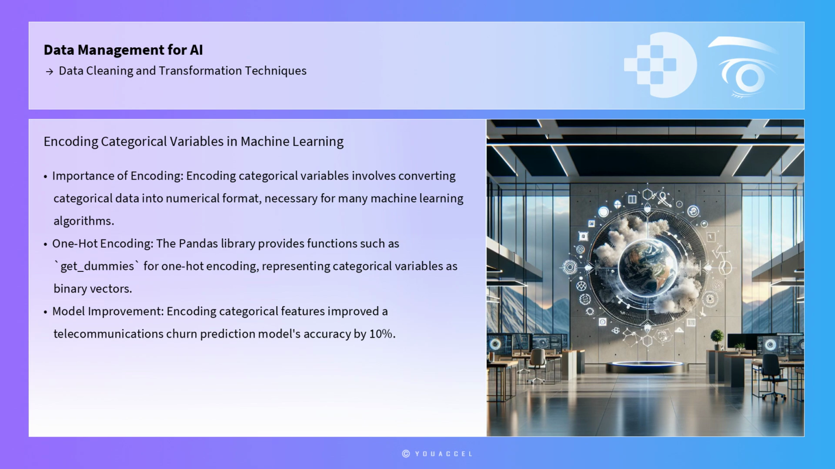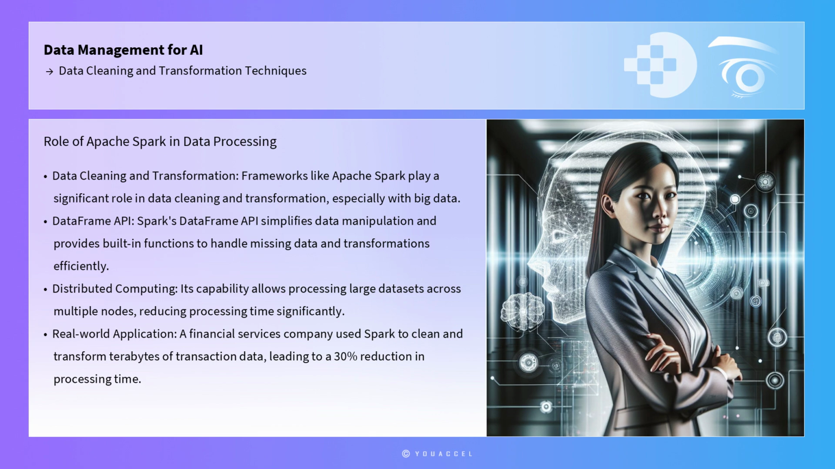The Pandas library provides functions such as getDummies for one-hot encoding, which is a method of representing categorical variables as binary vectors. This technique was effectively applied in a telecommunications churn prediction model, where encoding categorical features improved the model's accuracy by 10%.